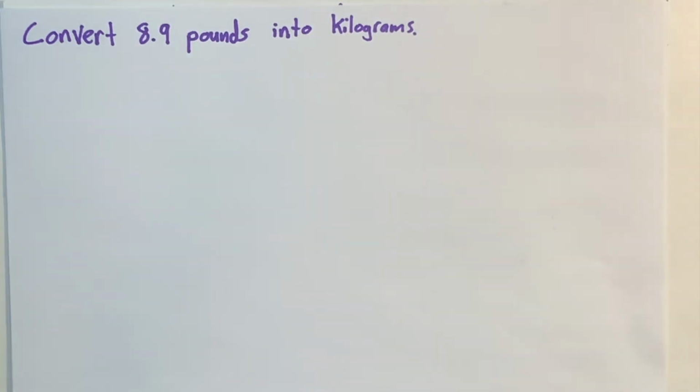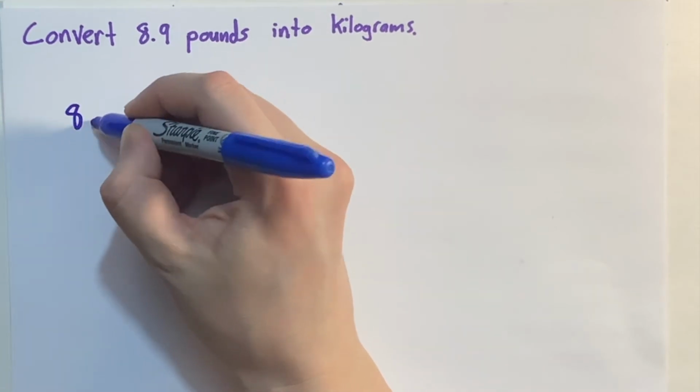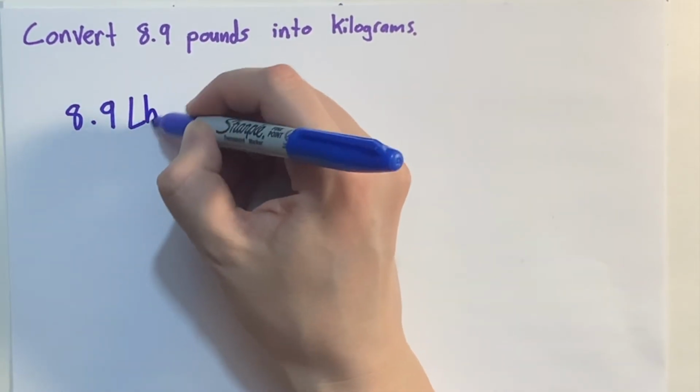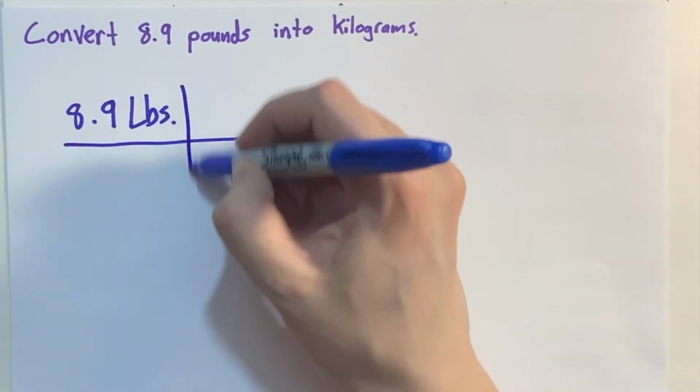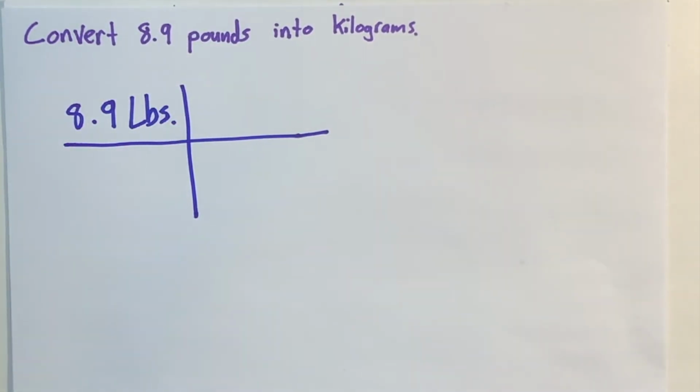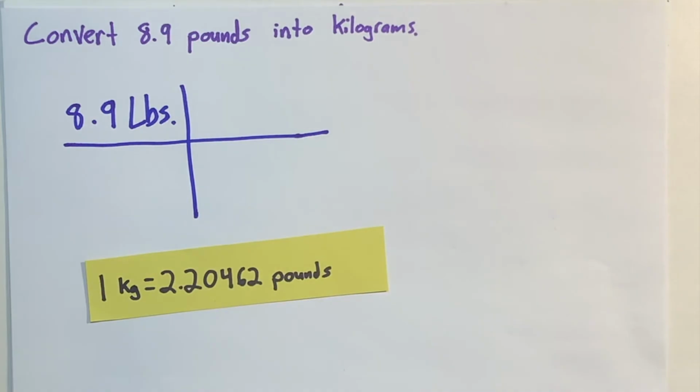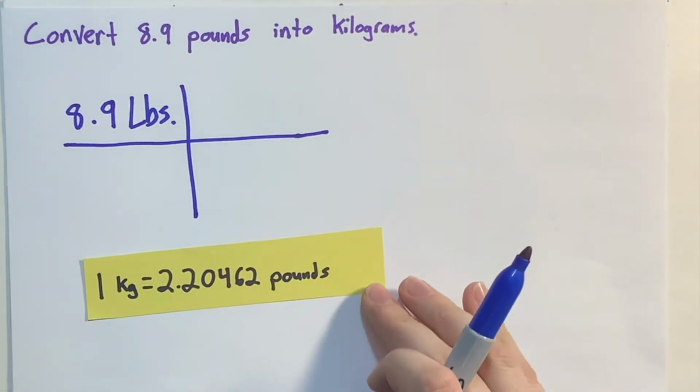So let me go over how we're going to do this. There are 2 different ways to do it. We start with our given, 8.9 pounds. I never understood why the abbreviation for pounds is LBS, but whatever. Alright, so let's say you're given 1 kilogram is equal to 2.20462 pounds. And that's your conversion rate you're given.